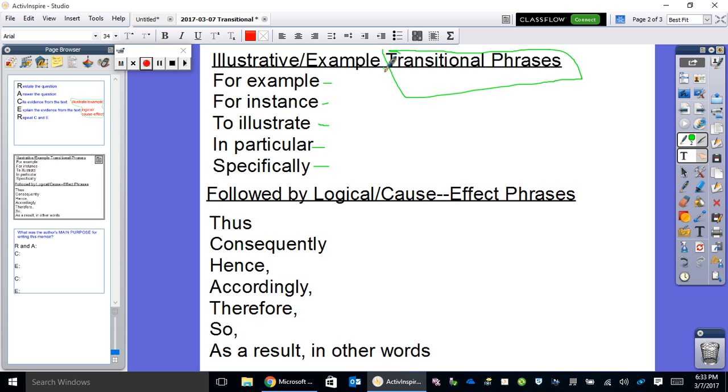place in the text. And then we're going to follow it up with logical or cause-effect phrases, and we're going to follow that up with a sentence. Thus, consequently, hence, accordingly, therefore. So I'm going to model this with an exemplar here.